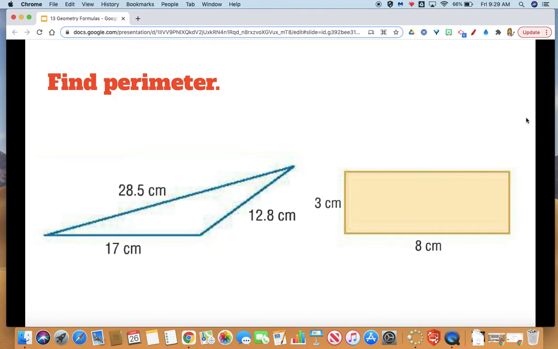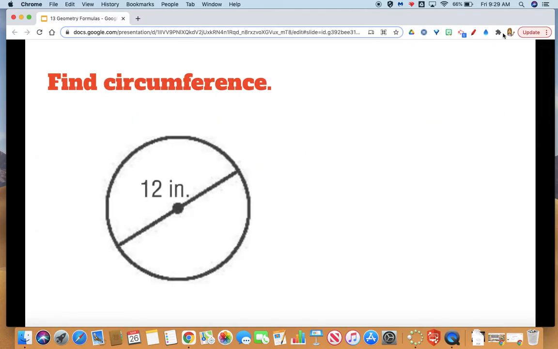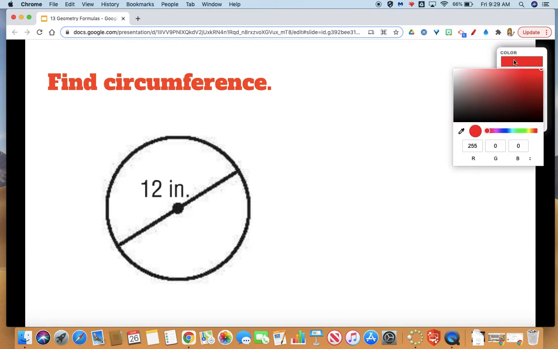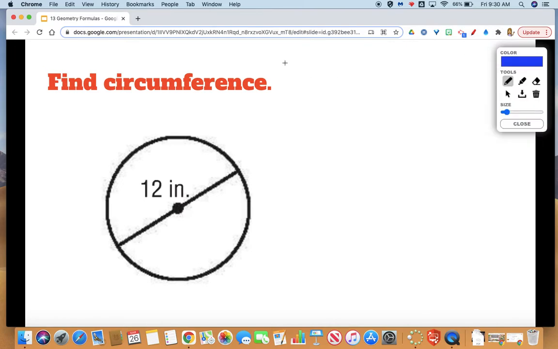Let's continue on. Now let's find circumference. In order to find circumference, you need to know the formula. There are 2 formulas that we can use. Pi times diameter. Diameter is the distance all the way across a circle. Or, if you're given the radius, which is half of the diameter, you can take 2 pi r, which doubles your radius to give you the diameter.